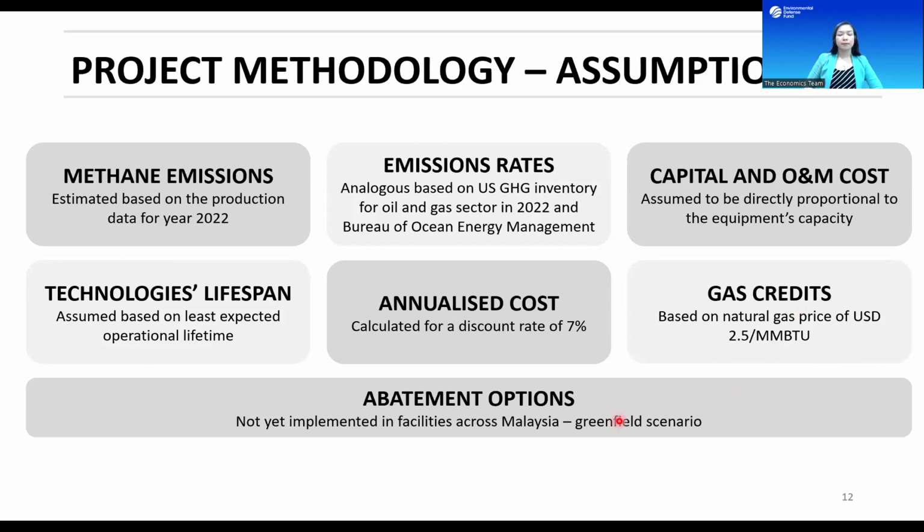All right. And another major assumption that we made was that the abatement options here in our MAC curve are not yet implemented in Malaysia. So we just assume greenfield, assuming that these are all the emissions and none of this has been implemented yet. Because when we were talking about this MAC curve in stakeholder engagements, a lot of people were arguing, no, we've already done this. Why do I need to care about this now?